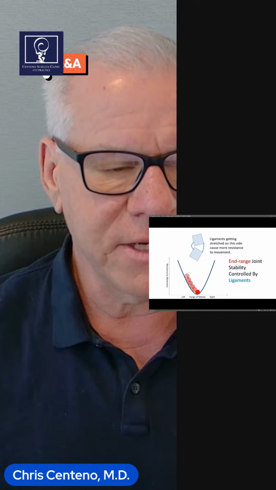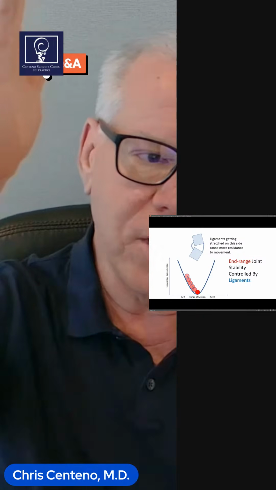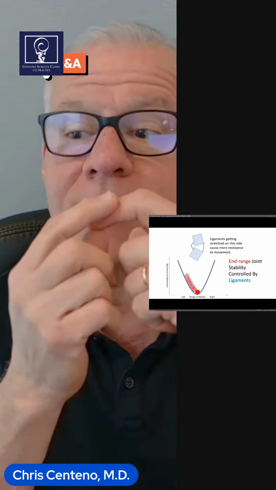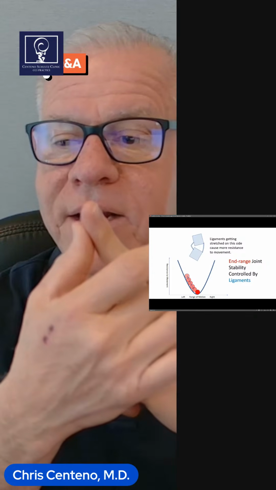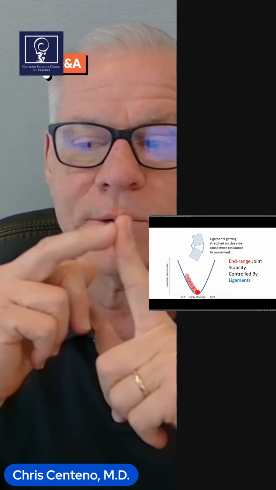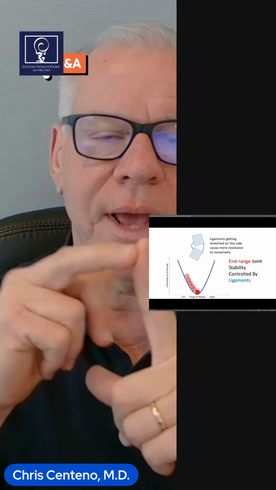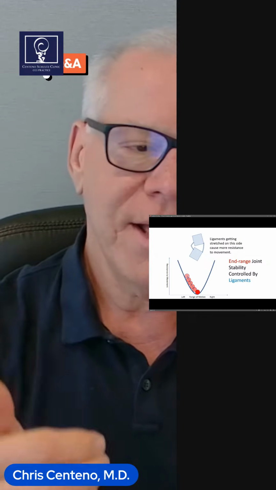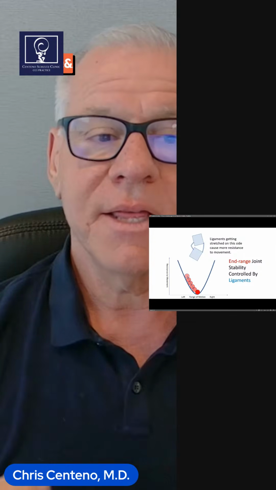Now, here we see something a little bit different. Here we start to climb the wall, if you will. So as we get towards the end of the range of motion, again, with my finger, my finger stops. There's resistance to any additional motion. And that end range joint stability is controlled by the ligament. So at some point you hit the ligament, and that ligament doesn't allow it to go any further, and it starts to push back. That's normal.